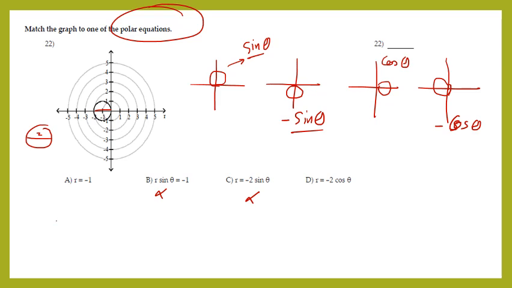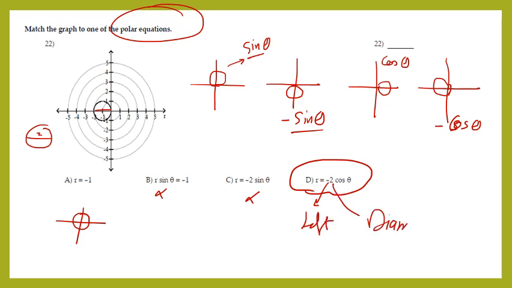And r equal to 1 is a circle whose radius is 1, by the way. So r is equal to negative 2 cosine theta. Negative because it's drawn to the left. 2 is the length of the diameter.